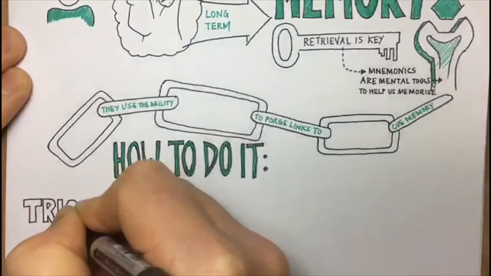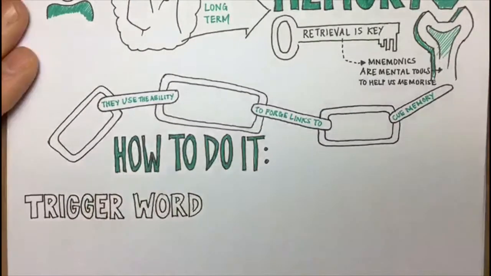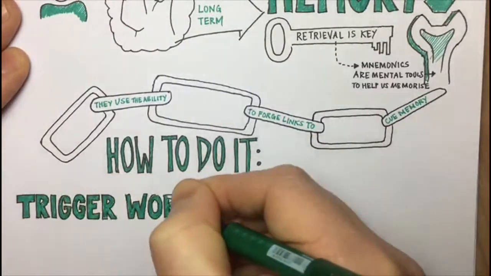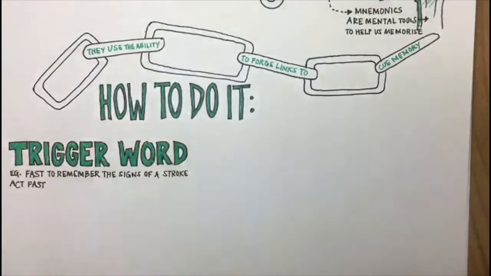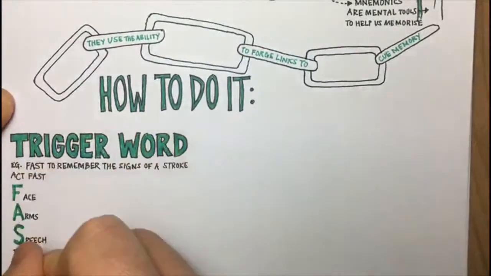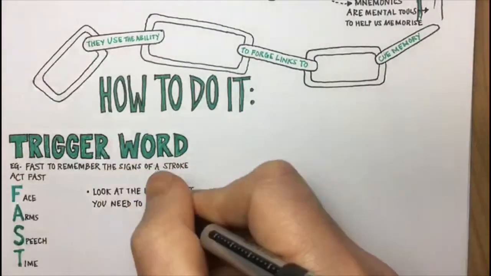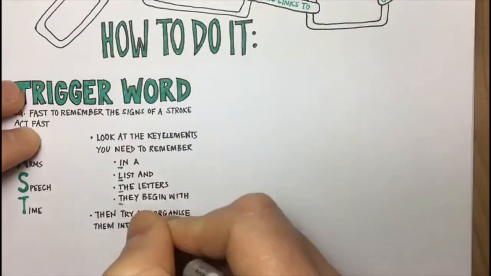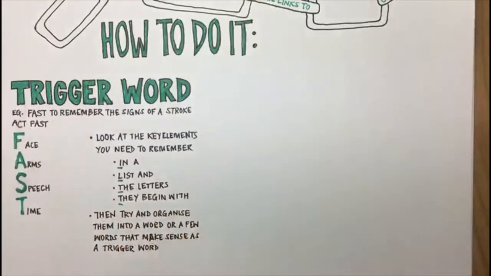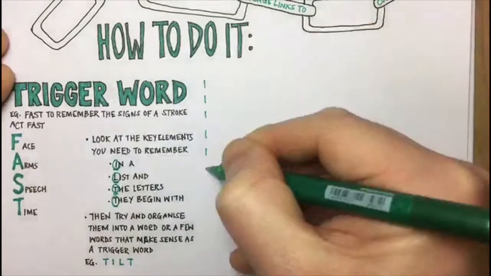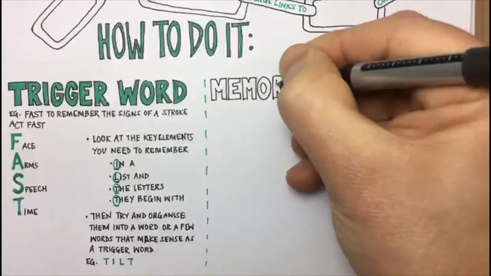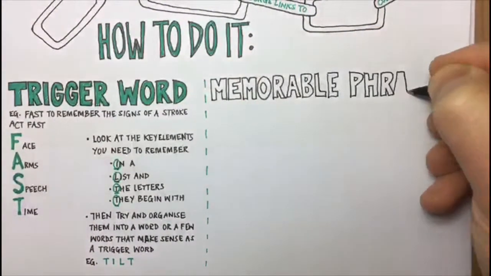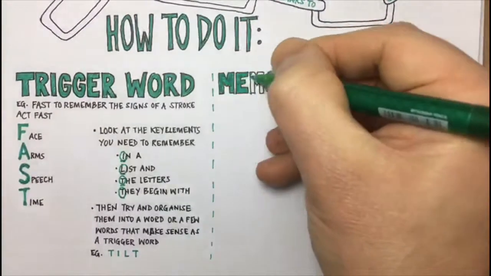Firstly, the trigger word approach. An example is the use of the trigger word FAST to remember the signs of a stroke. FAST stands for face, arms, speech and time. To create them, you look at the key elements you need to remember in a list and the letters that they begin with, and then try to organise them into a word or few words to make sense as a trigger word.